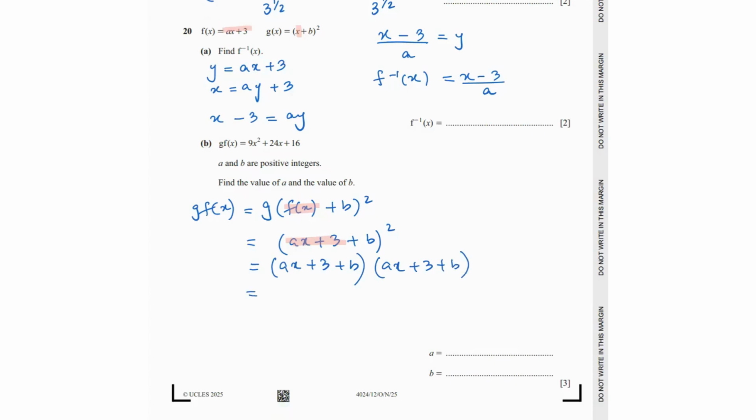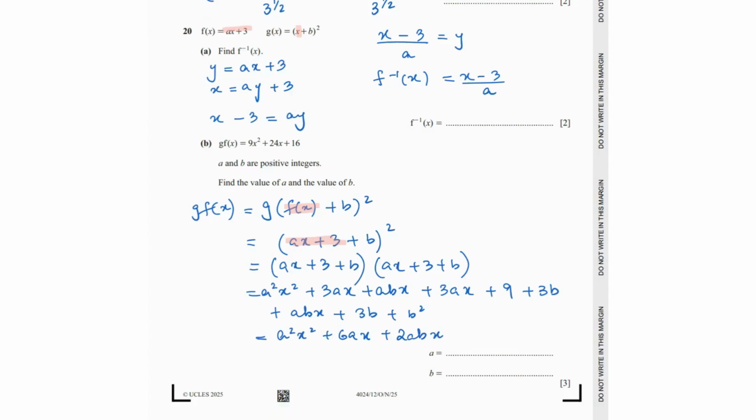We're going to expand the bracket. So a square x square plus 3ax plus abx, then 3ax plus 9 plus 3b plus abx plus 3b plus b square. Collect the like terms now. We have 6ax over here, 2abx, 6b plus 9 and b square.